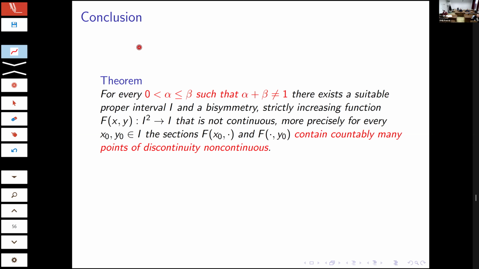So not the reflexive case. If the sum is smaller than 1, but they are positive, but not 1, this means that you can make the same construction, but not for 1, 2, but for 1, 1/2, and you go closer and closer to 0. So the same construction, but instead of going to the infinity. And also, as I mentioned, it contains countably many points of discontinuity in each section.